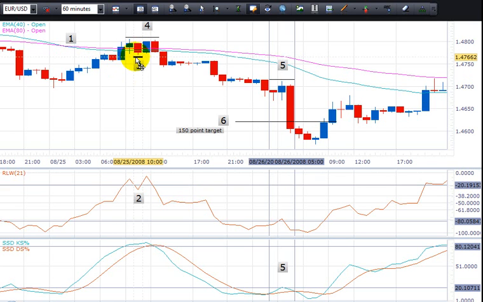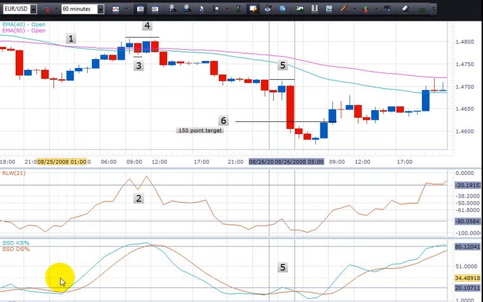So we place an entry order a couple of points below the lowest point of this candle, and at the same time we place a stop loss order a couple of points above the most recent highs, but never more than 50 points away. At the same time we place our take profit limit order down here at 150 points.